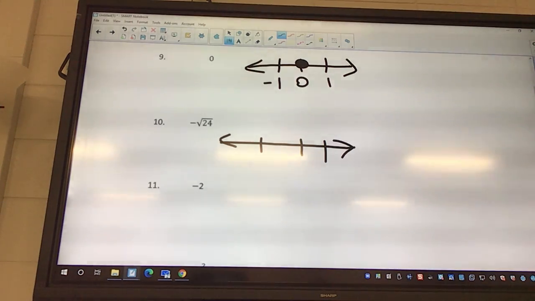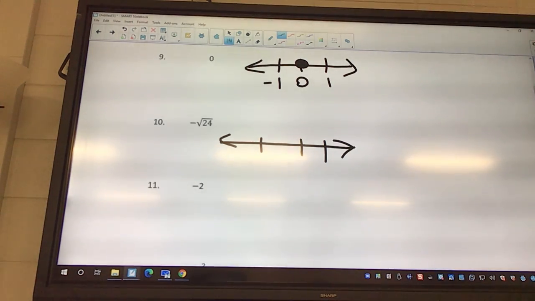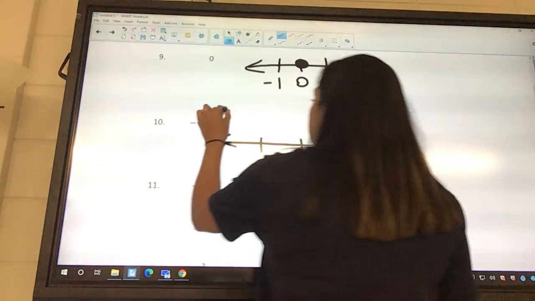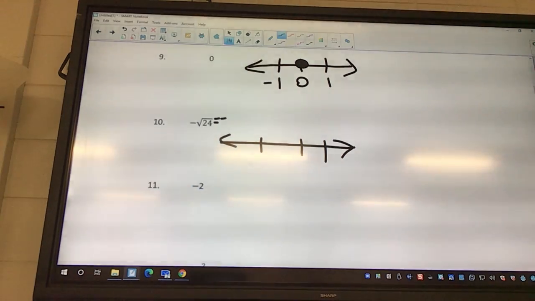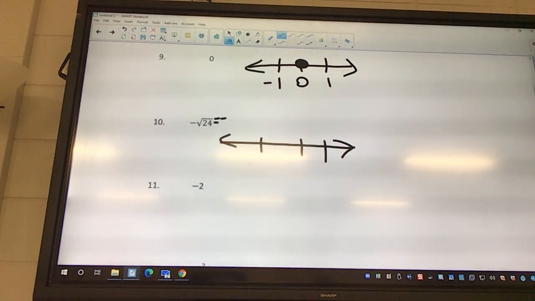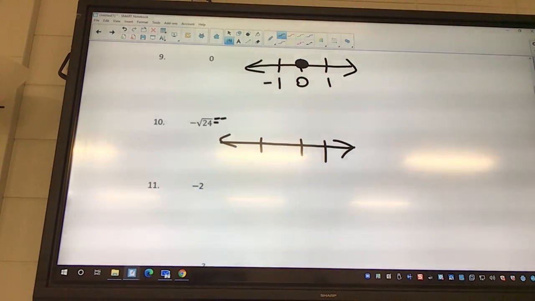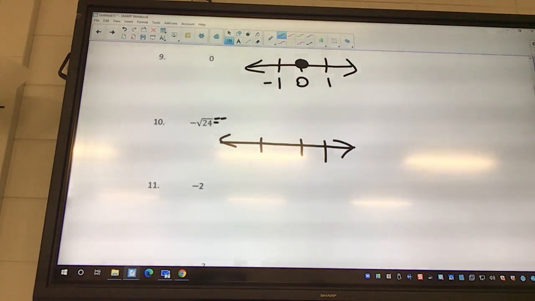We want to know the negative square root of 24. So I know this number is definitely going to be negative something. On your phone you can type in 24, and then there is a button that has a little 2 with a square root on the outside. It looks like this.